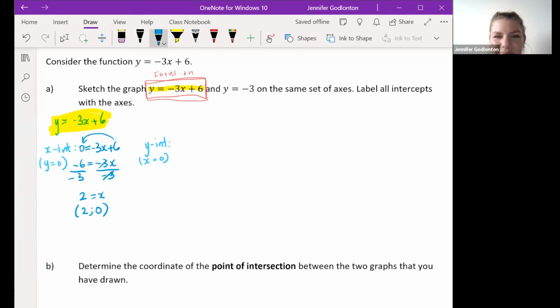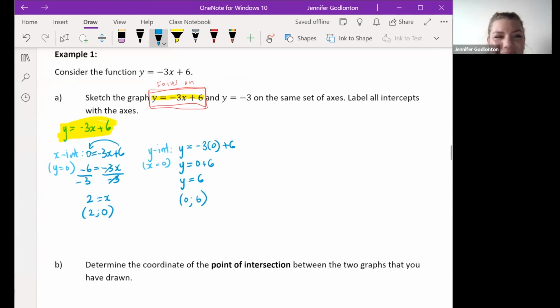I basically said y is equal to -3x plus 6, and then I substituted in the 0. That equation gave me -3 times 0, and then it just left me with a 6. And then I said y is equal to 6. So what would my coordinates be there? It'd be 0, 6. Yes. Perfect. That's 100% right.